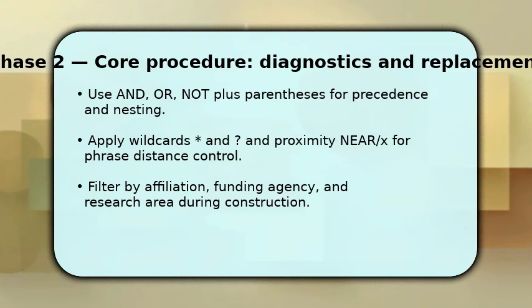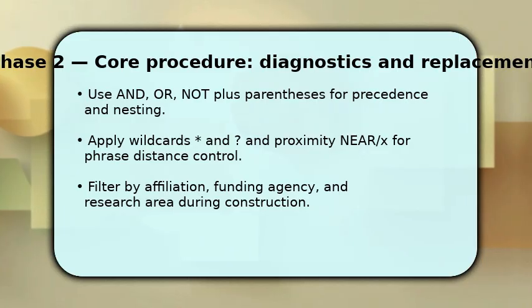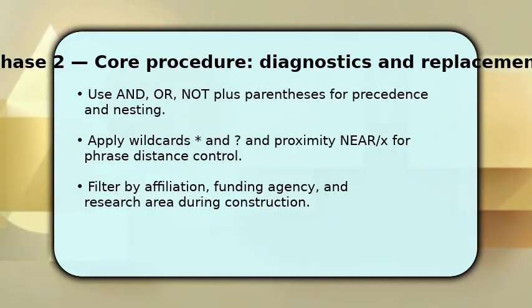Next, construct the complex query. Combine terms with parentheses and Boolean logic to control inclusions and exclusions. Use wildcards and truncation to capture variance, and proximity operators for tighter phrase control. That yields higher precision. Then layer field tags and add institutional or funding filters to focus on specific groups.